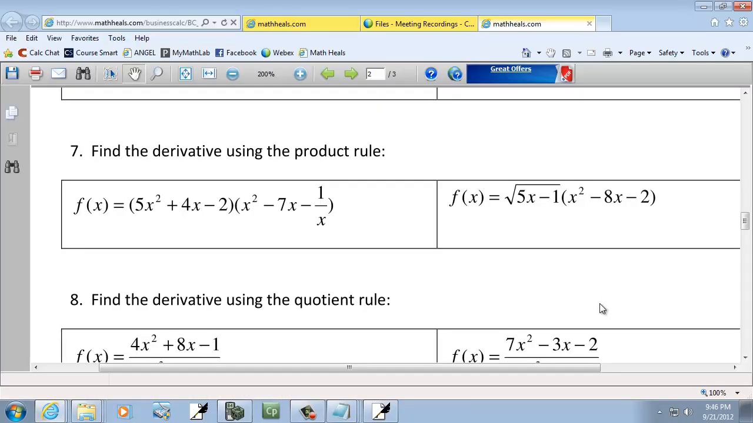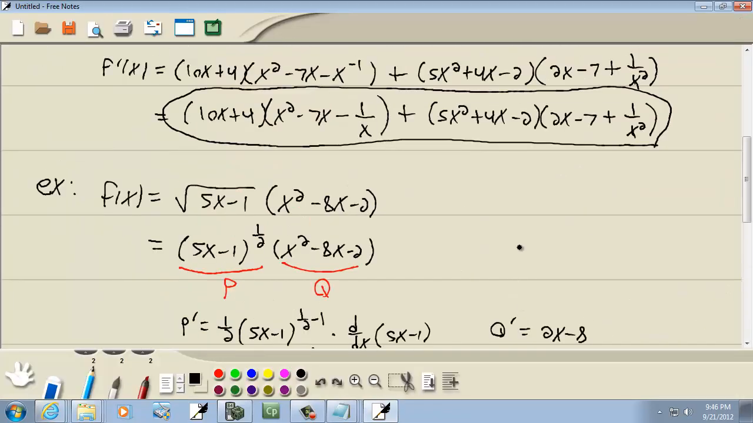And I think that's that problem too. Yeah, it is.